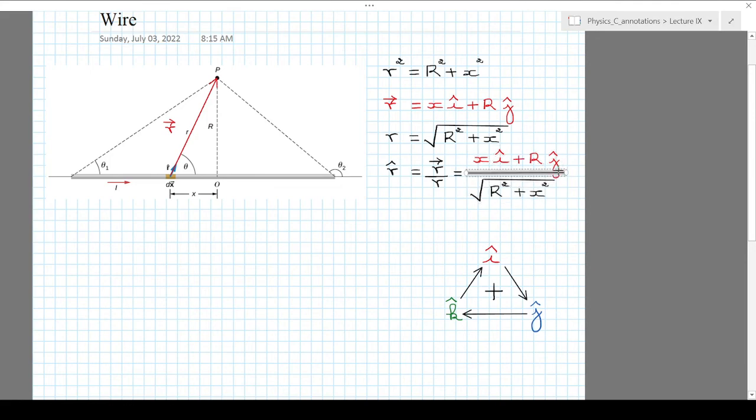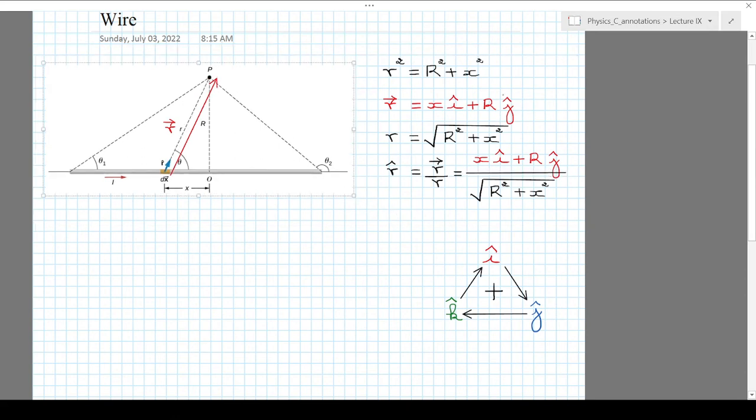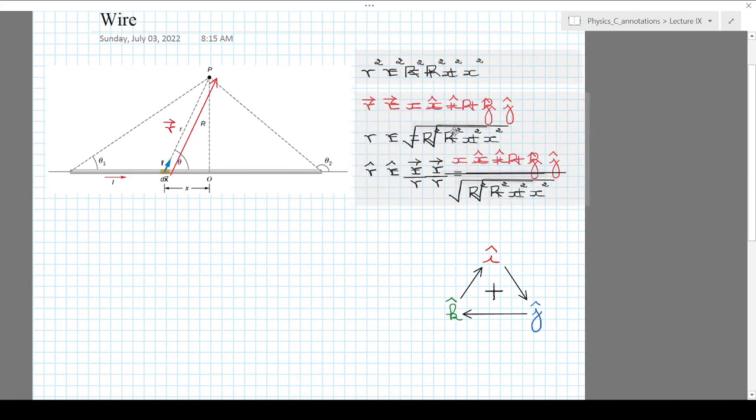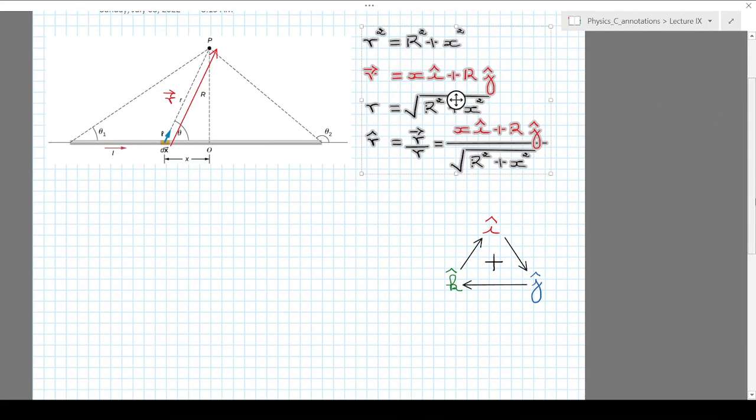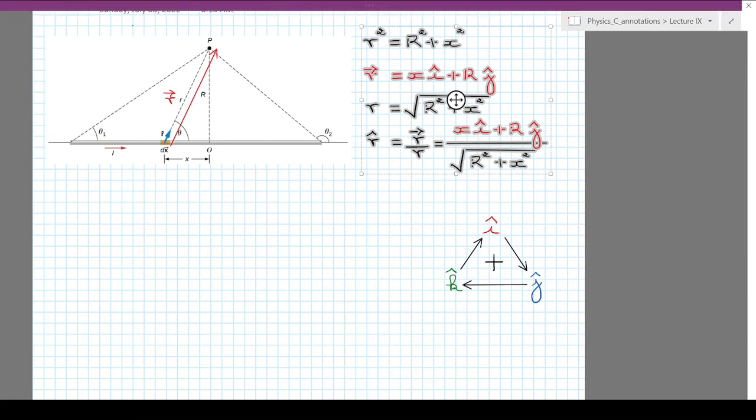Okay, let's keep this here. Let's make this a little bit smaller, put it a little bit to the side. Let's remember this is just geometry, some very basic geometric considerations about this problem. And okay, first of all, let's try to write this infinitesimal length here.